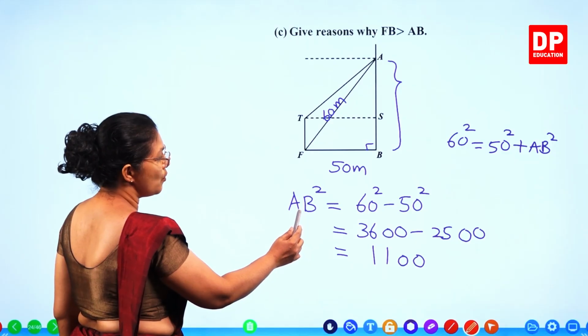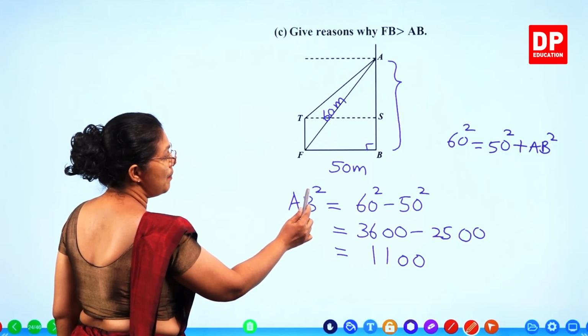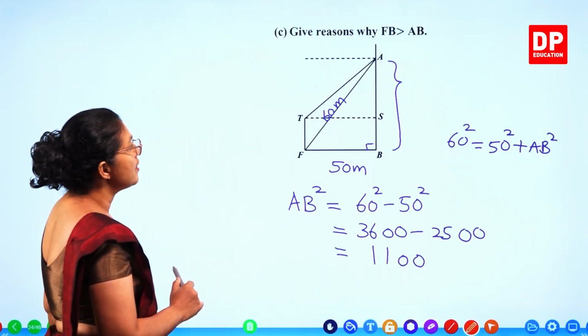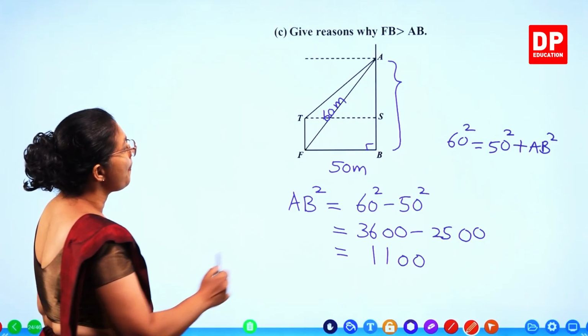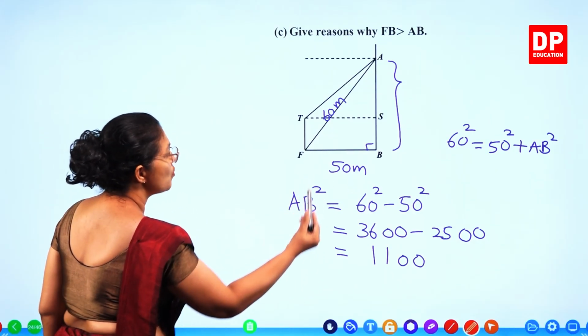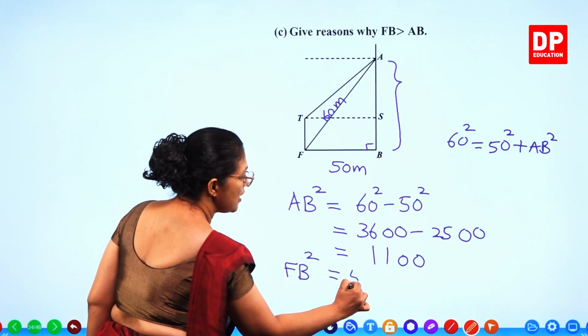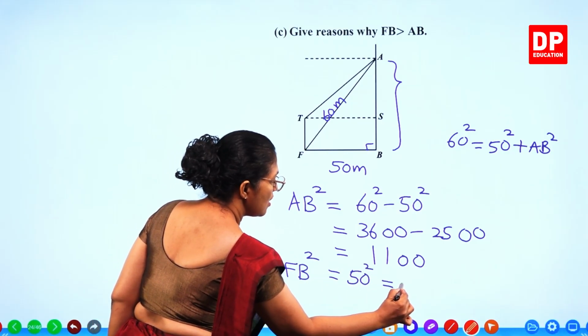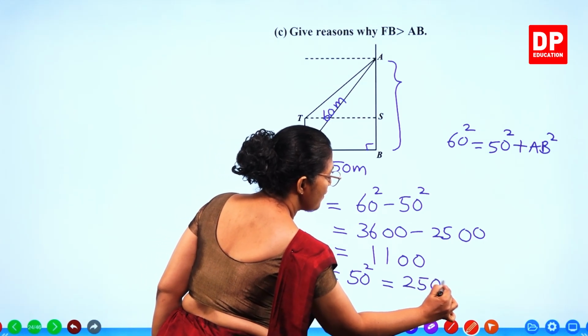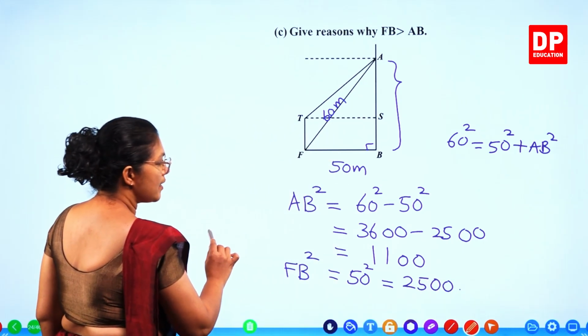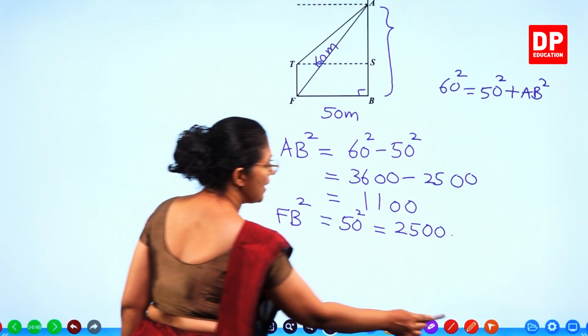1100. So AB squared is 1100. And we know that FB squared. What is FB squared? 50 times 50. That's 50 squared. That's 2500. So when you take the square numbers, which one is bigger?